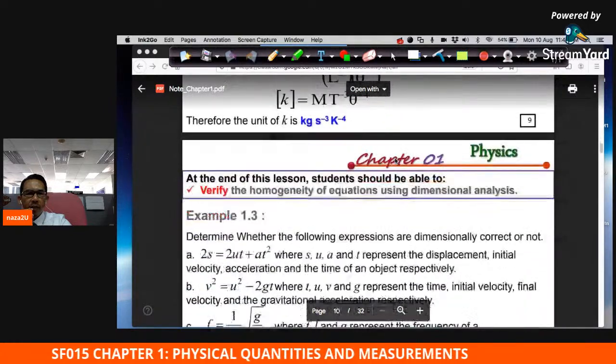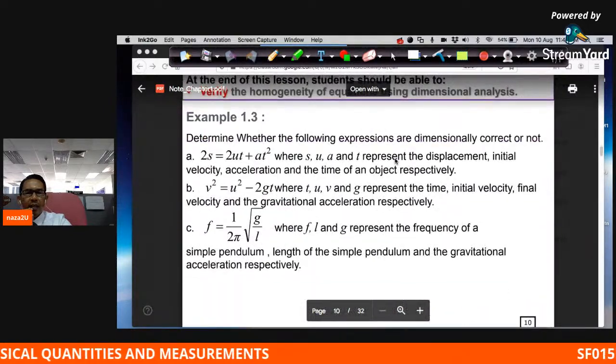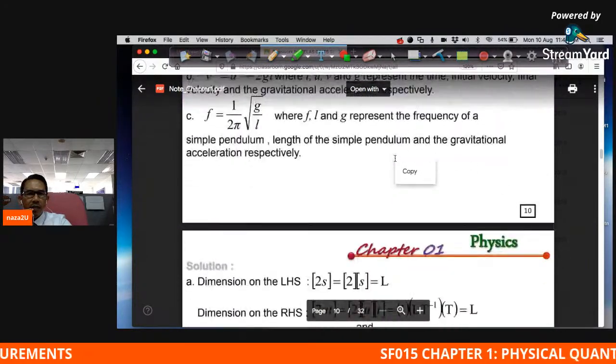Oh, dia agak panjang sikit. Saya nak pergi kepada yang, okay. Saya ambil satu contoh soalan kat sini ya, supaya senang sikit ya.